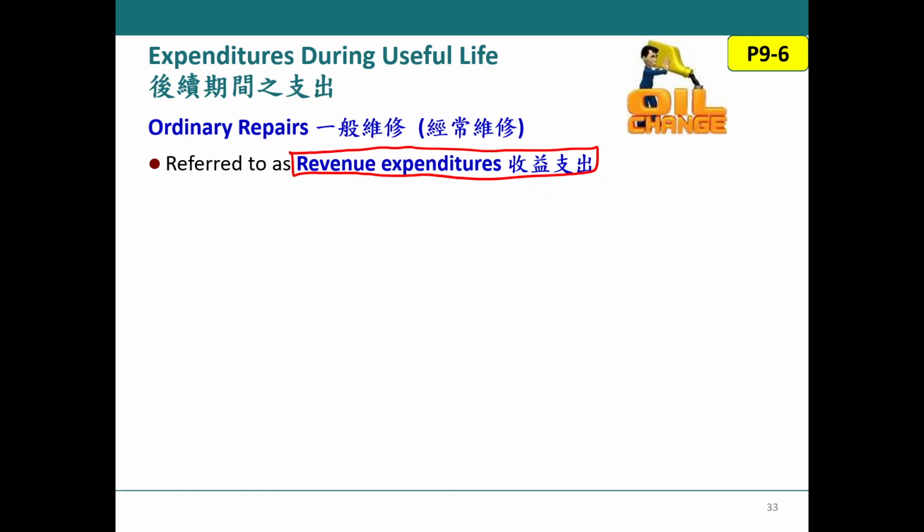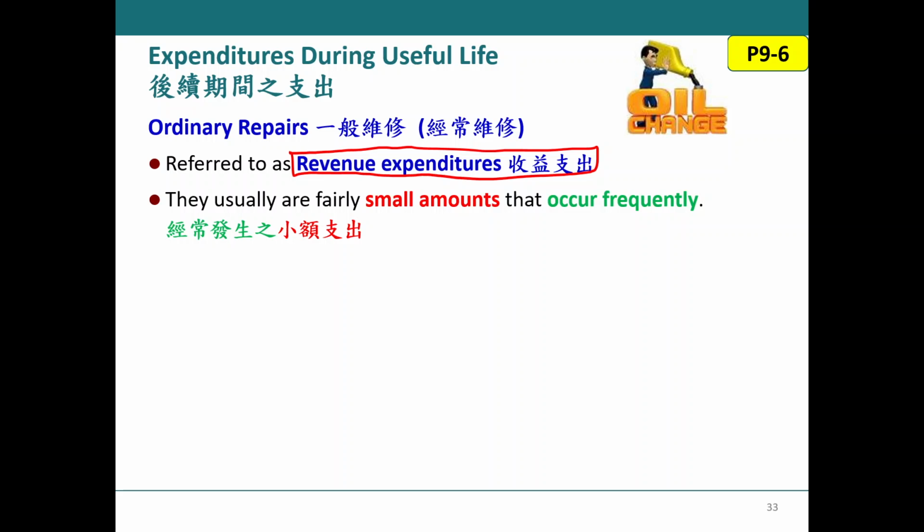Okay, maybe when you look at some finance news or finance textbooks or courses, they will tell you the term more. Revenue expenditures, 收益支出. So what does it mean? Ordinary repairs. So usually we talk about the small money we pay, okay? So it's a small amount we paid. And when it's a small amount you paid, usually they happen quite often, right? So we talk about the small money you paid, and they occur quite frequently.